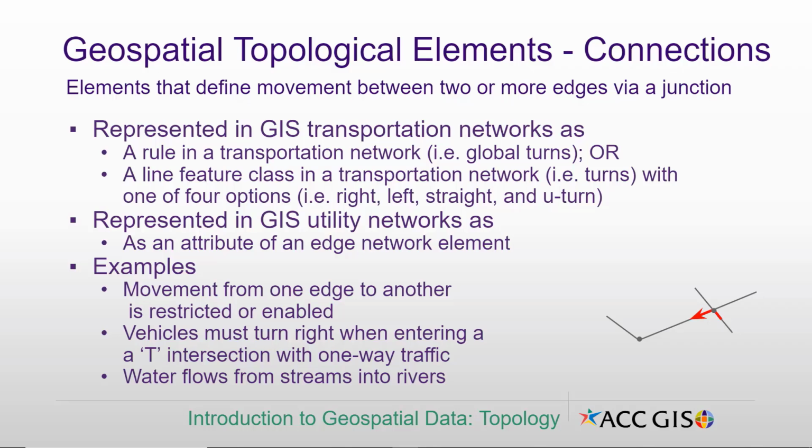In this example, we don't want to use global turns where you can go from any edge to any edge through a junction. We want to restrict the turns so you can only take a right-hand turn. Last, water flows from streams into rivers. In this example, water always flows from the streams into rivers, never from rivers into streams. And so we can use connections to model that relationship.